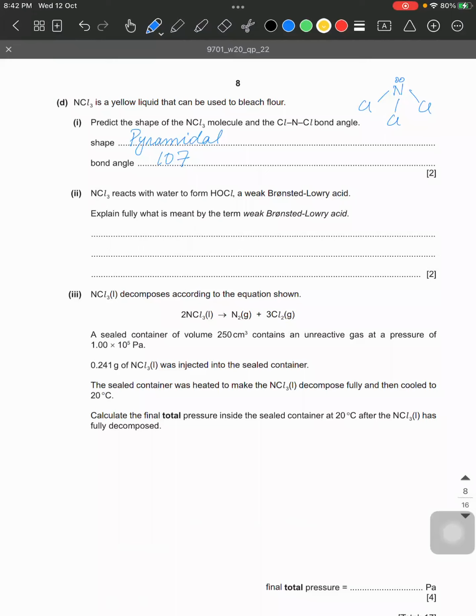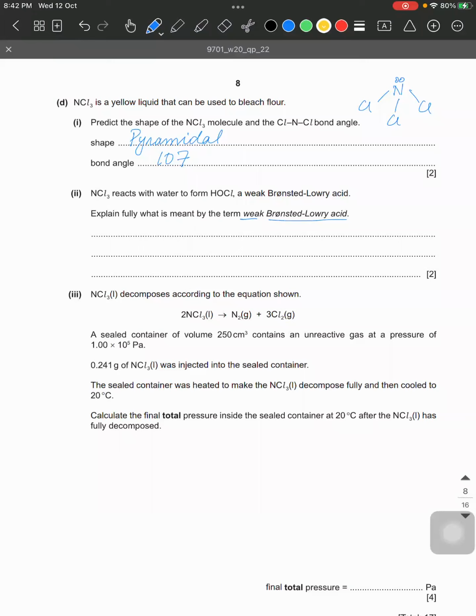Now they are saying that NCl3 reacts with water to form HOCl, a weak Brønsted-Lowry acid. Explain fully what is meant by the term weak Brønsted-Lowry acid. What is the definition of this? First of all, you need to remember the Brønsted-Lowry acid, and then you need to describe weak as well. Weak is the acid which is partially dissociated in water. And what is a Brønsted-Lowry acid? Brønsted-Lowry acids are the acids that donate their H positive ion, right?